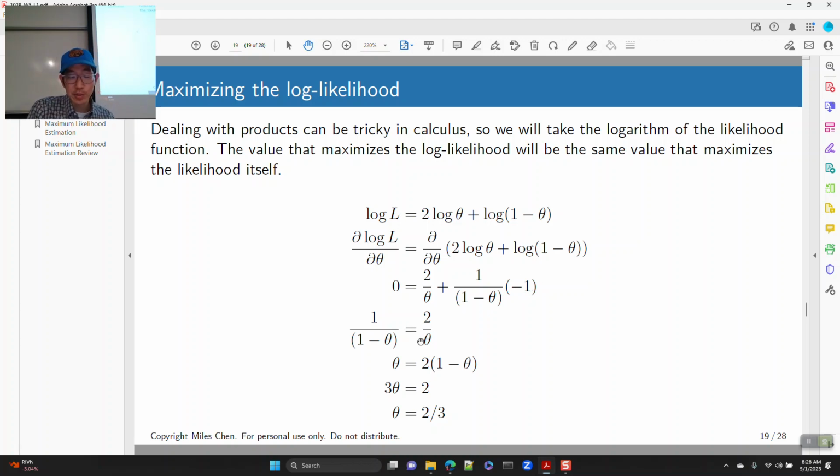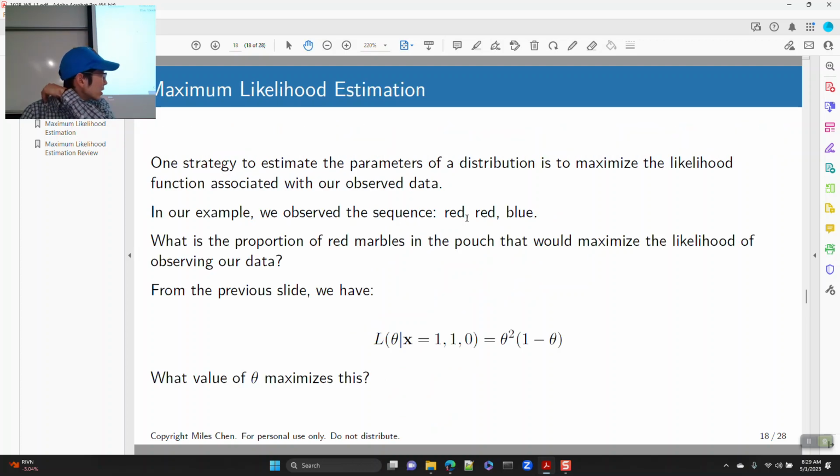And then, solving for theta, I multiply both sides by theta over theta, and 1 minus theta over 1 minus theta, with the assumption that theta is not 1 or 0, and we get theta equal to 2 times 1 minus theta. Solving for theta, we get theta equal to 2/3, right? And so this is the value of theta that maximizes the log likelihood, and it is the same value of theta that maximizes the likelihood itself.